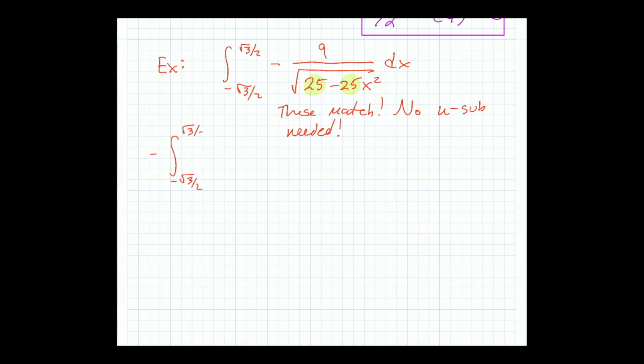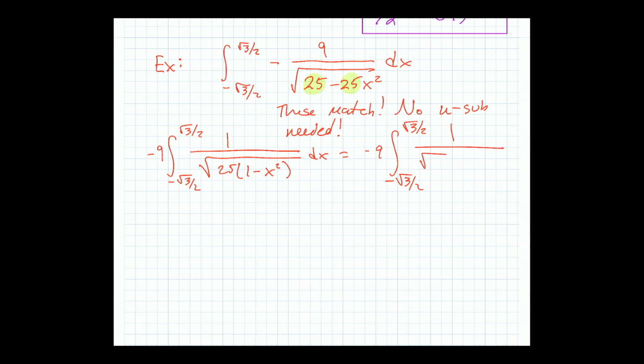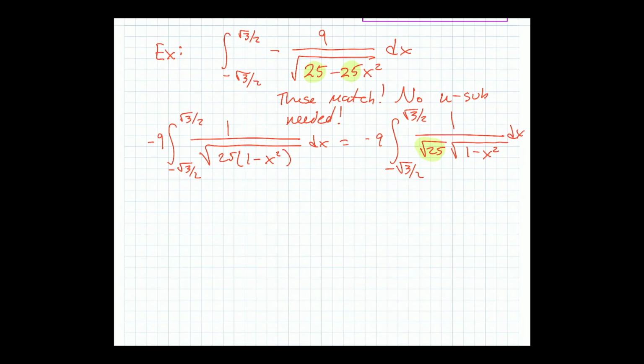I took the negative 9 out. So 1 over, what I would do is just factor out a 25 in the denominator, like so. That's all I did, was factor out a 25. Then the limits stay negative square root 3 over 2 to positive square root 3 over 2. You can split that up now and take the square root of 25 out in its own square root. Of course, that's just a 5 in the denominator. The square root of 25 is 5, so you take it out.